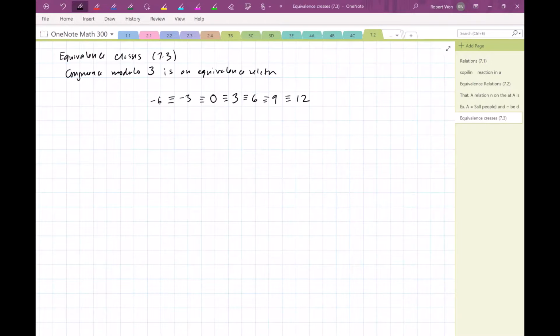If it were not transitive, just because 0 is related to 3 and 3 is related to 6, you wouldn't know that 0 is related to 6. But because it's transitive, everything on this list is equivalent to one another. All of the multiples of 3 are related to one another. Also, 1 is congruent to 4, is congruent to 7, is congruent to 10, is congruent to -2, is congruent to -5, etc. Also, 2 is congruent to 5, is congruent to 8, is congruent to 11, is congruent to -1, is congruent to -4, etc.